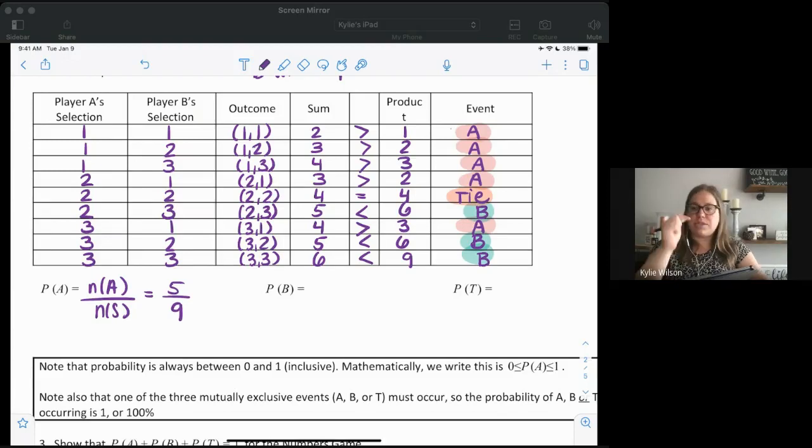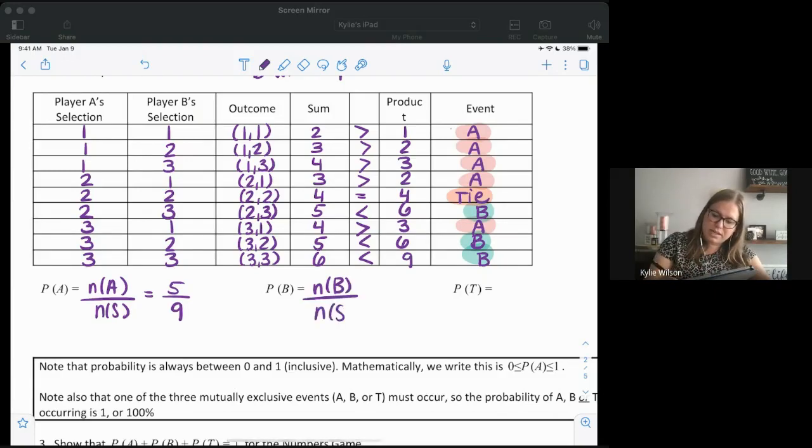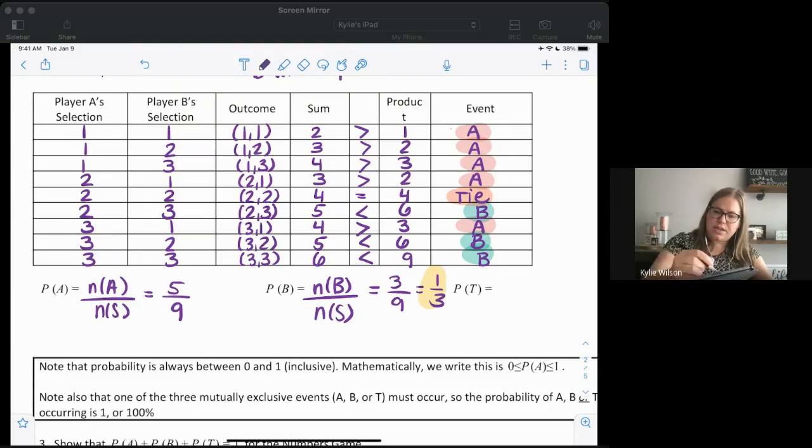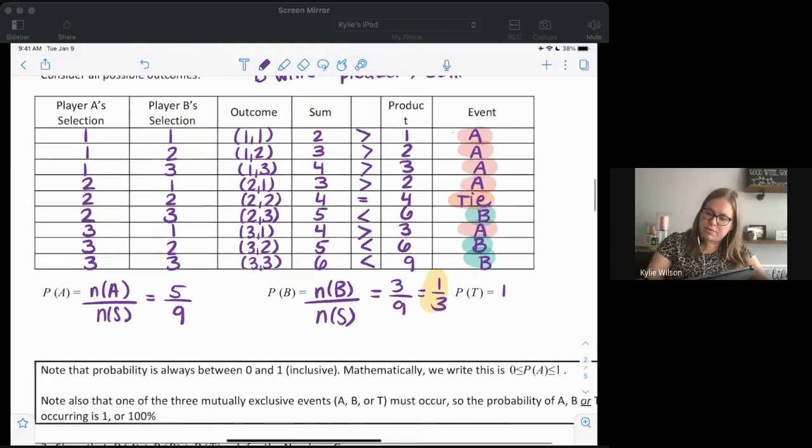For B, we approach it the same way. The number of ways B can happen, divided by my total number of outcomes. Number of ways B can happen, there's 1, 2, 3. So we'll have 3/9, which is 1/3. There we go. And finally, for the probability of a tie, the number of ways we could get a tie divided by the number of total outcomes is 1/9. There we go.